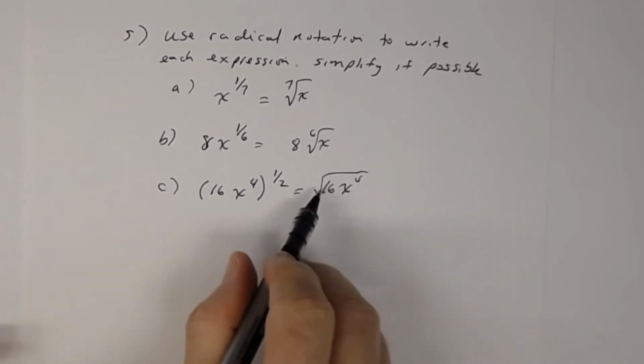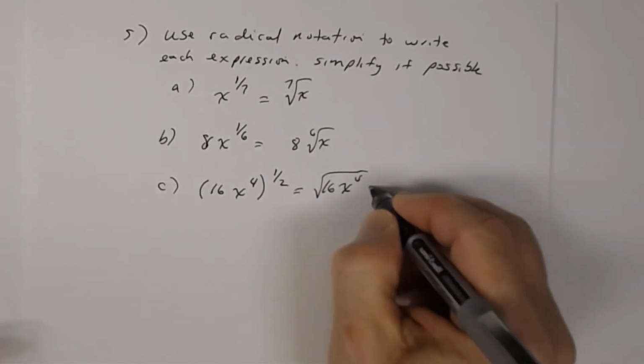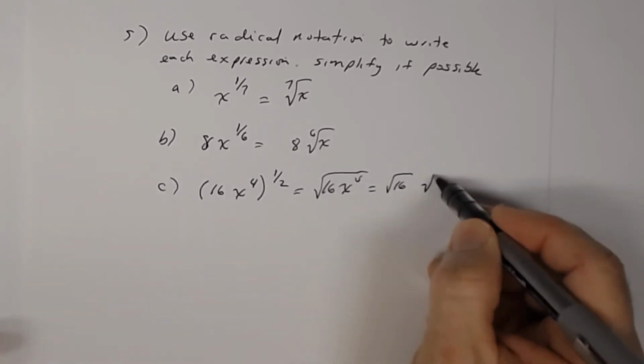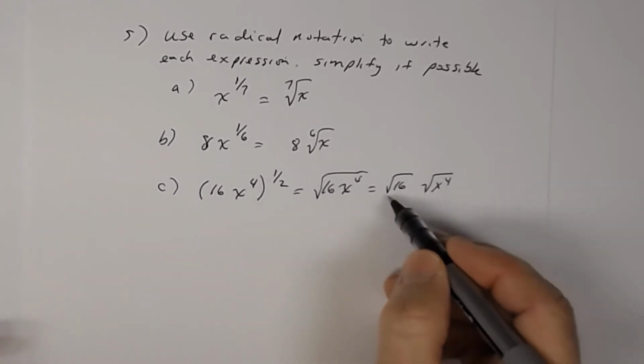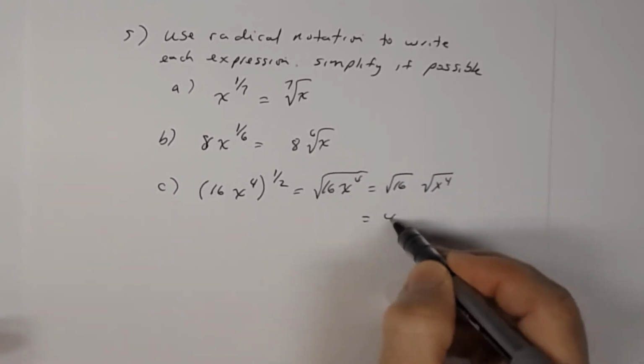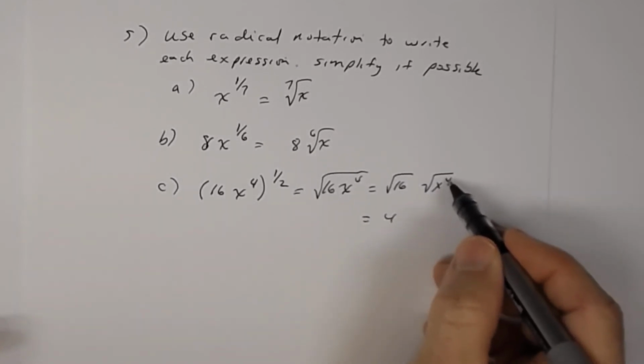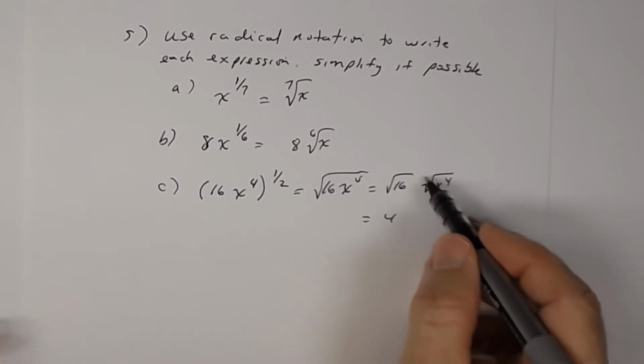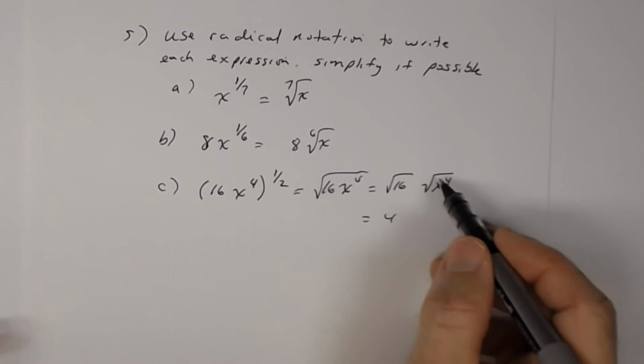So the square root of 16 x to the 4th means the square root of 16, the product rule for radicals, times the square root of x to the 4th. The square root of 16 we know is 4, right? And note, remember the exponent is 4, the index is 2. 4 divided by 2 is 2.